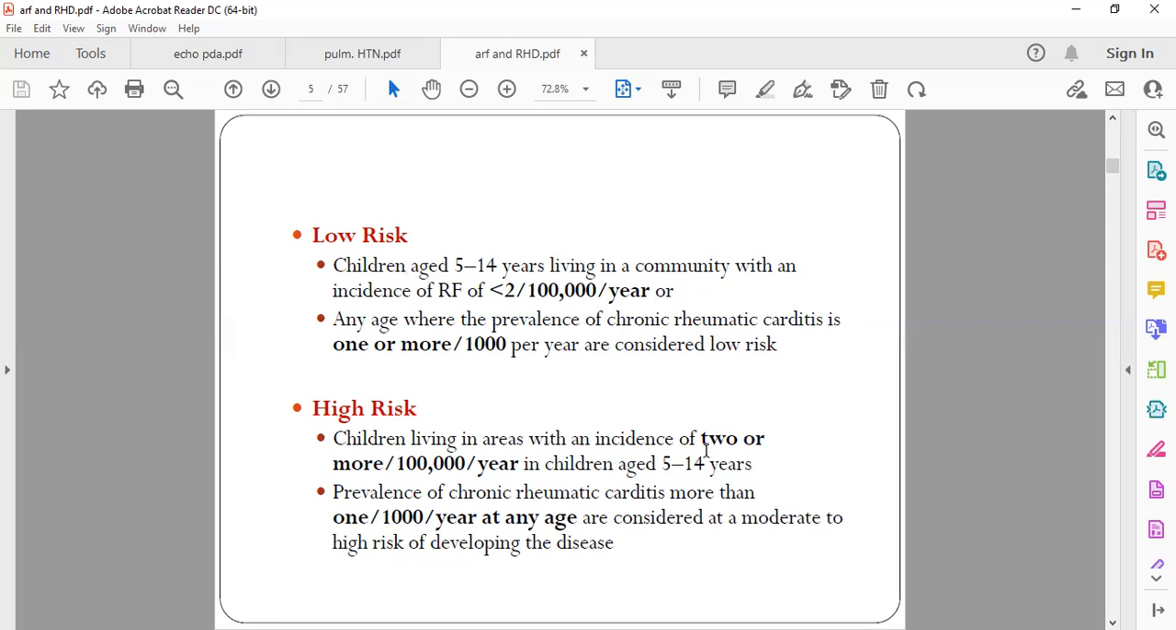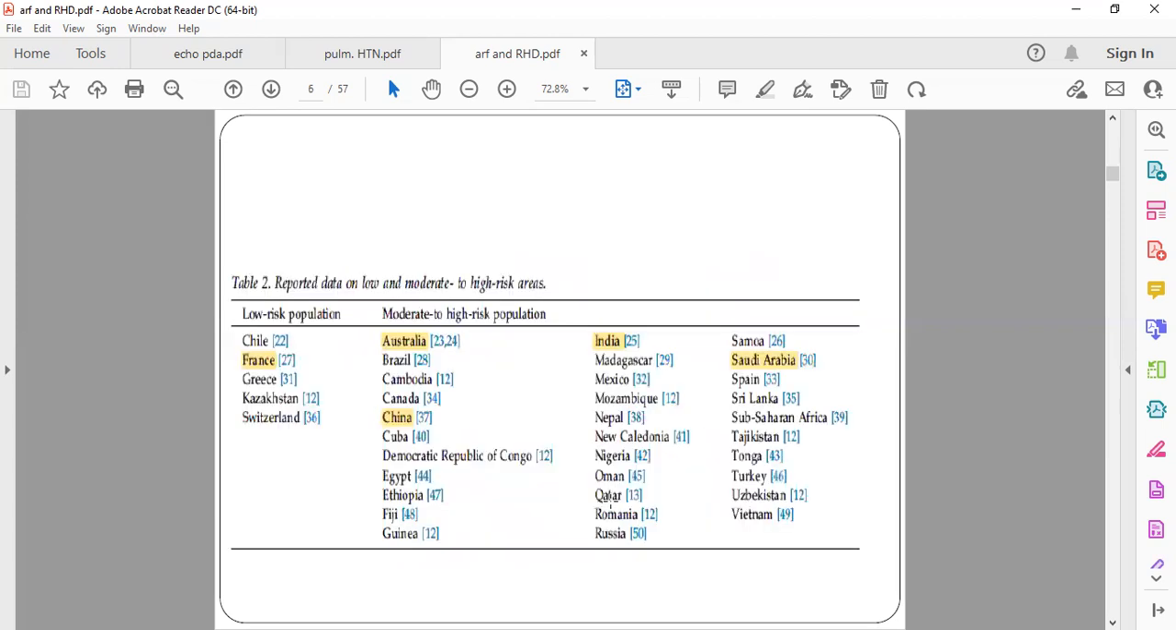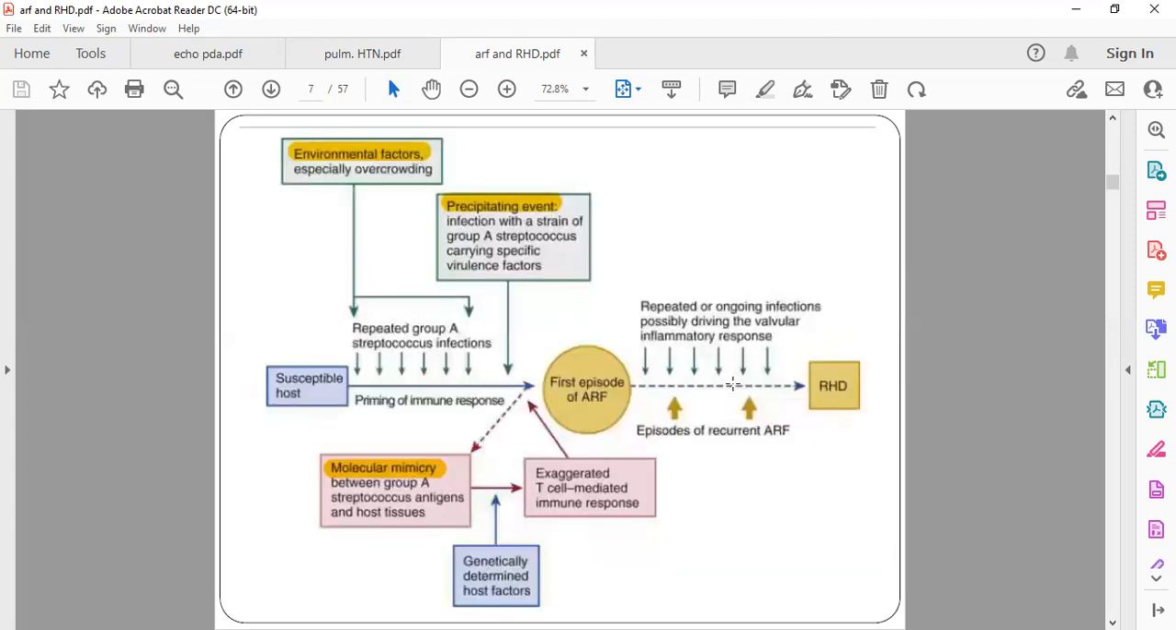High risk means more than 2 per 1 lakh per year and more than 1 per 1,000 of chronic rheumatic carditis. Among the countries, India comes under moderate to high risk populations, other countries being Australia, China, and Saudi Arabia, and various other countries as well.